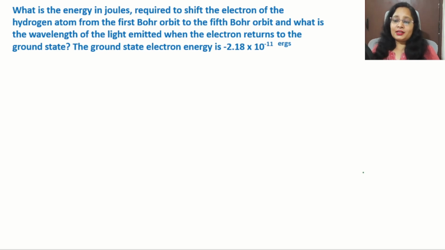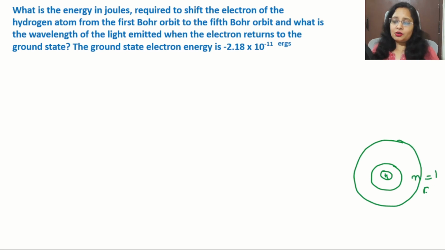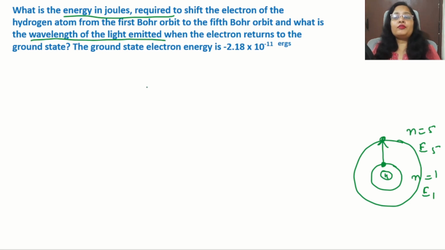So friends, first understand the question. Here they are talking about a hydrogen atom. Suppose this is a nucleus of hydrogen atom and this is first orbit and somewhat here it is a fifth orbit. So this is n is equal to 1. Here energy also it is E1 and this is n is equal to 5. Energy here it will be E5. Electron is in first orbit. It goes to fifth orbit. So they are asking in this transition of the electron from first to fifth orbit, what should be the energy required? That we need to find. Second thing, we need to find the wavelength of the light emitted when electron is coming back from fifth orbit to first orbit.